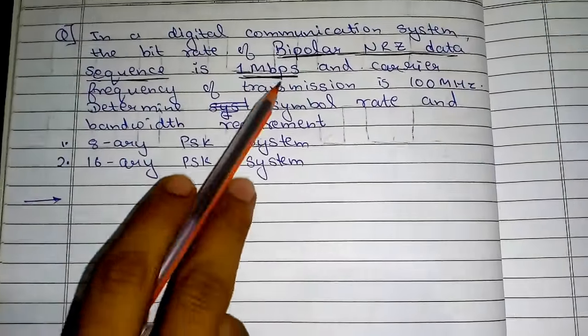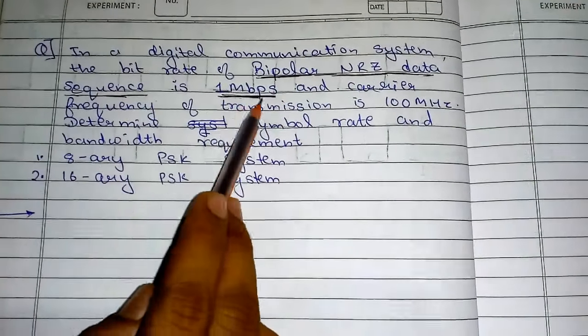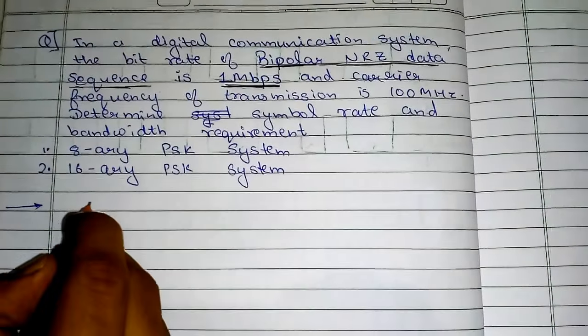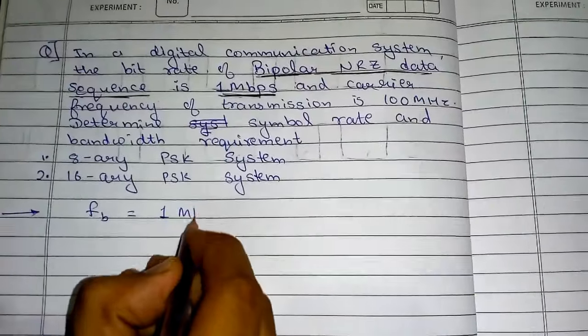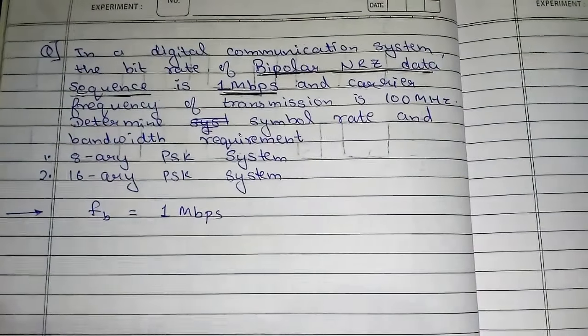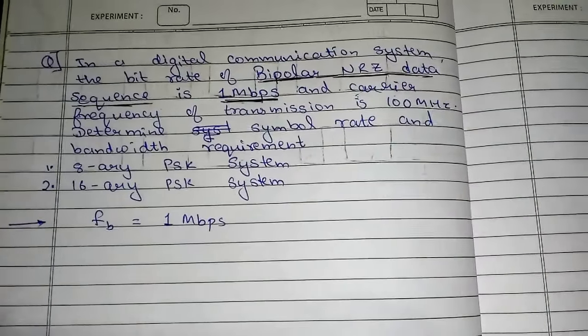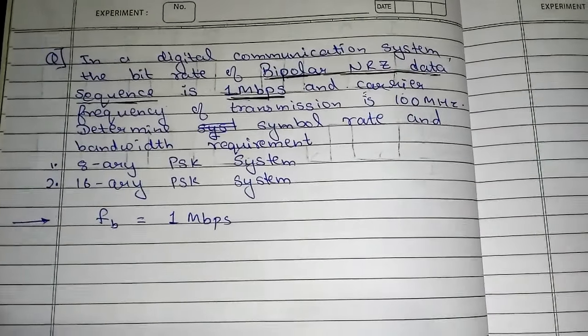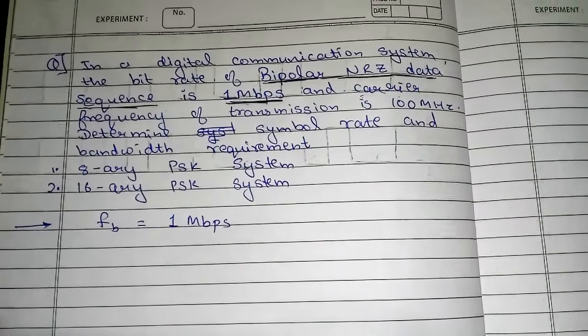First thing, the thing that I have underlined is that the bipolar NRZ data sequence rate is 1 Mbps. So this is my FB, that is equal to 1 Mbps. You do not have to look at this carrier frequency. This is just given for reference purposes. It is not used anywhere in the question.